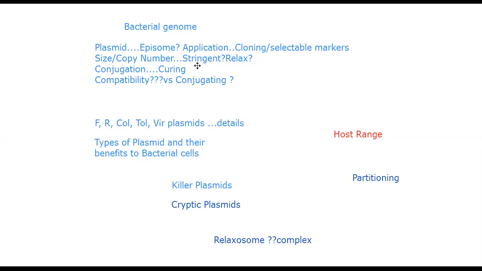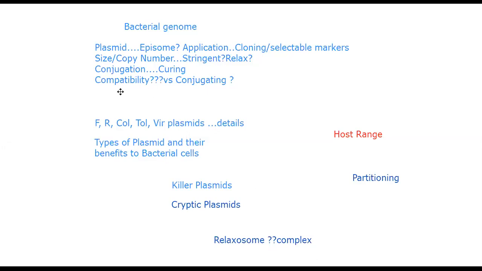Now you need to note this point, that copy number is completely different from compatibility. Copy number is used for the same type of plasmid, whereas compatibility is related to different types of plasmids which are present in a single bacterial cell.